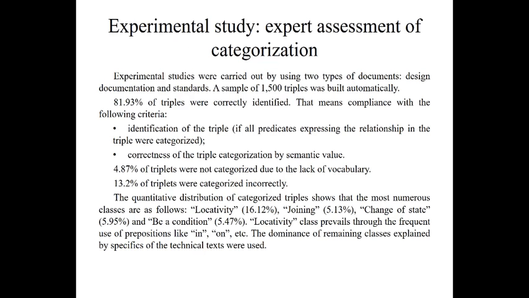And these are the results of our experimental study. So 82% of triplets were correctly identified. Almost 5% of triplets were not categorized due to the lack of vocabulary. And 13% of triplets were categorized incorrectly.